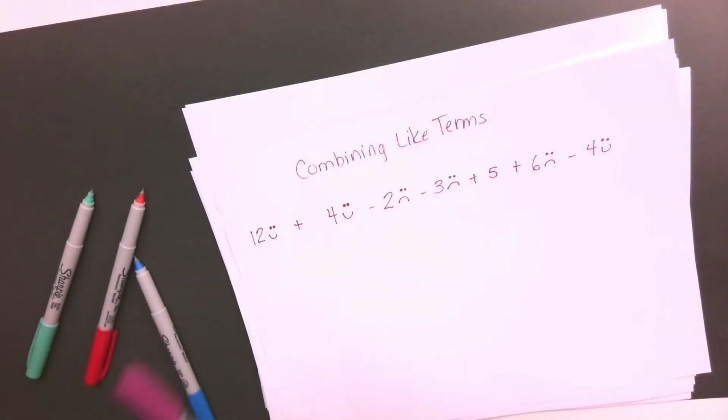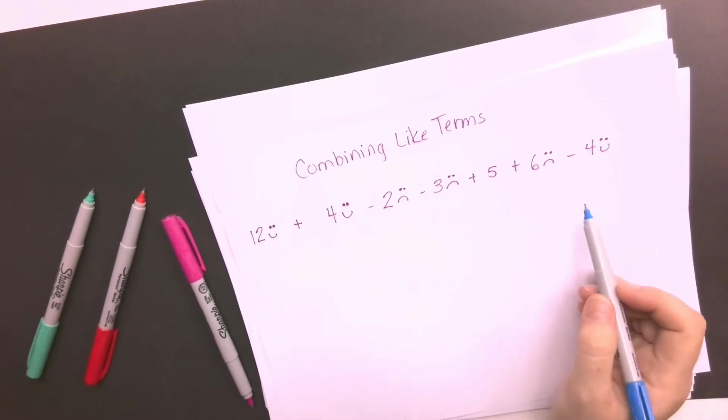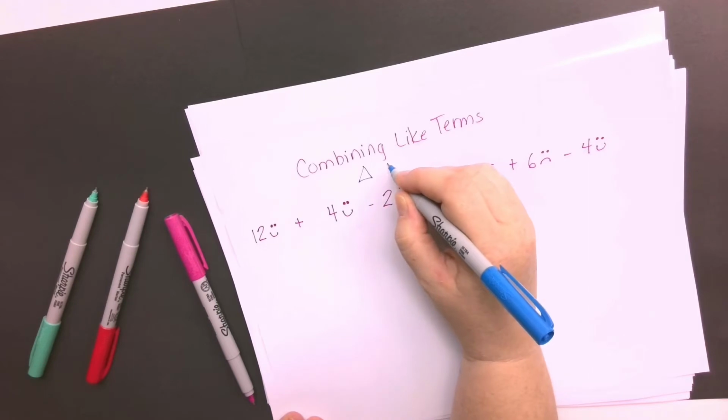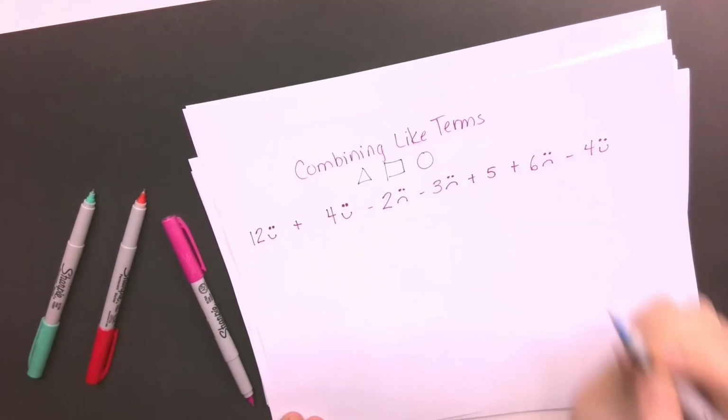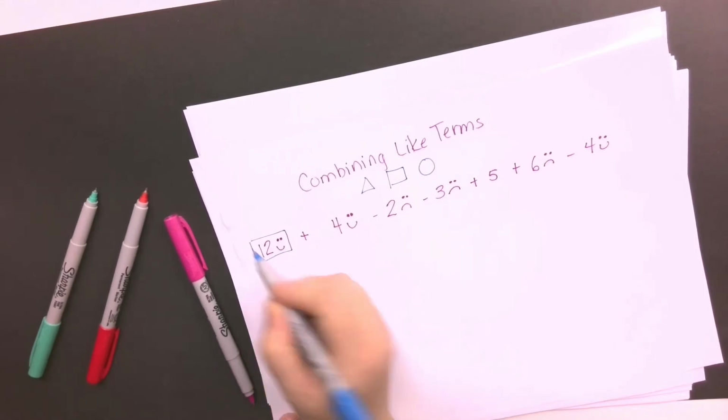Okay, today we're going to learn about combining like terms. And so I started with just smiley faces and sad faces. And so we're going to start from left to right, and we're going to use shapes to separate our terms. Okay, and so we're going to start here, and we're going to use rectangles for all of our smiley faces.